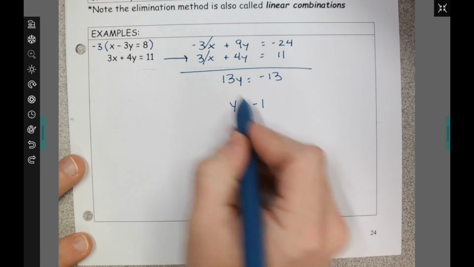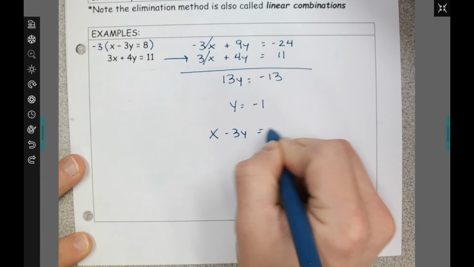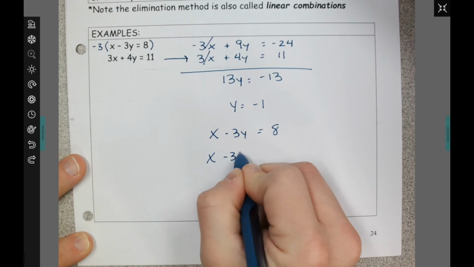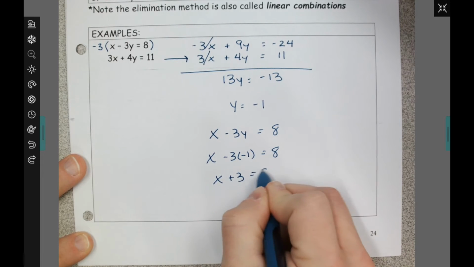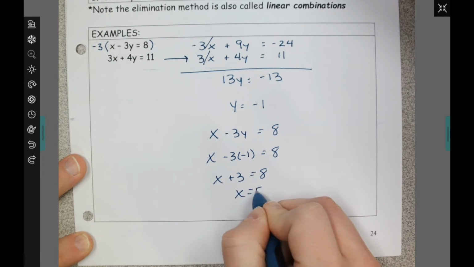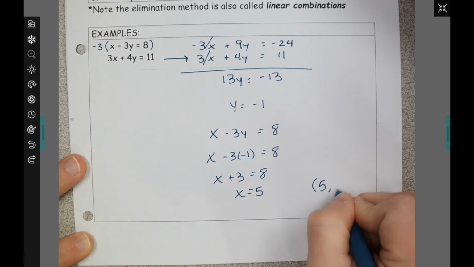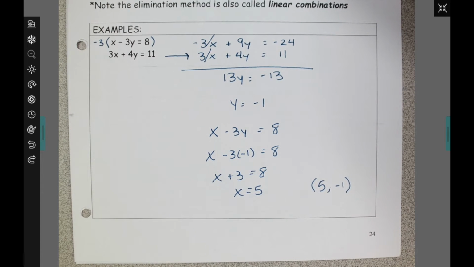So you need to go ahead and plug back into one of the originals to find x. So I'm going to go back to my top one. I got x minus 3 times -1 equals 8. x plus 3 equals 8. x equals 5. So our final answer here would be 5, -1. Okay, so it's very similar to what we did the other day. You just have to multiply by something to get them to match up.